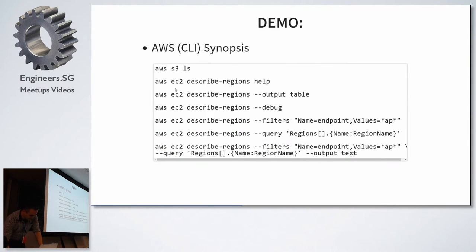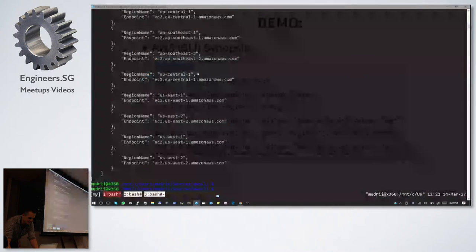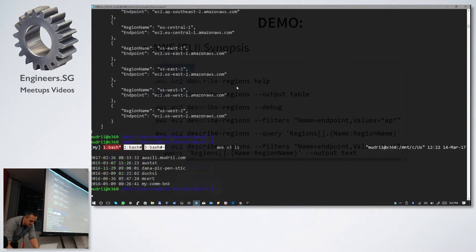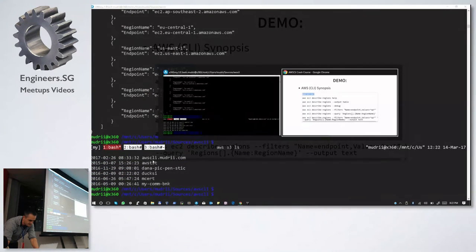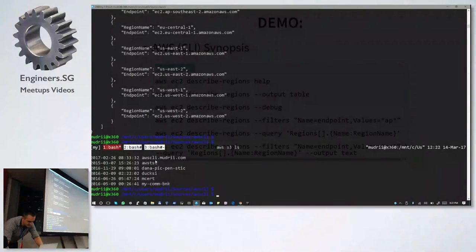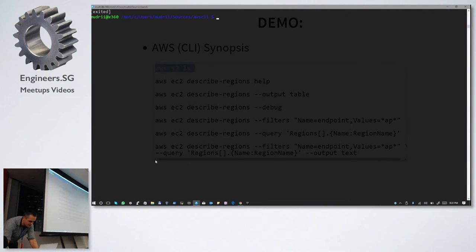So let's do a few quick examples. Basically for S3, if I want to see my S3 buckets and how many buckets I have, I just list them here. So this is the buckets available there. I'll go without tmux.